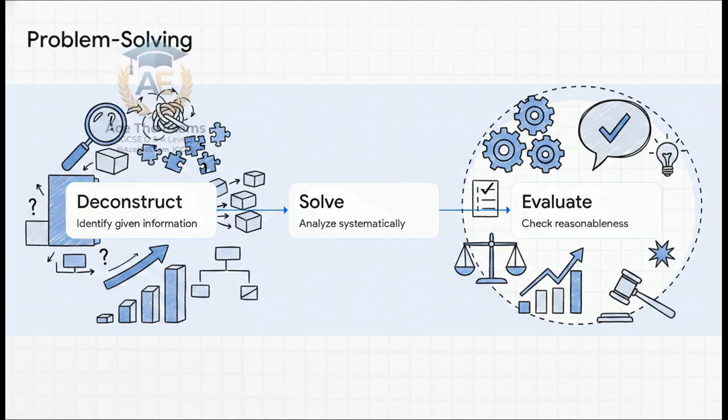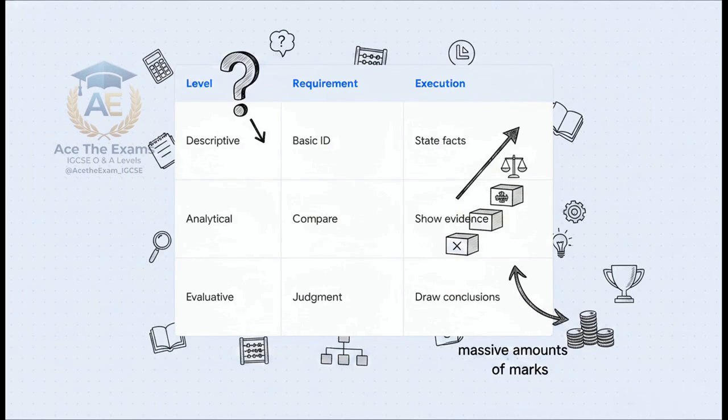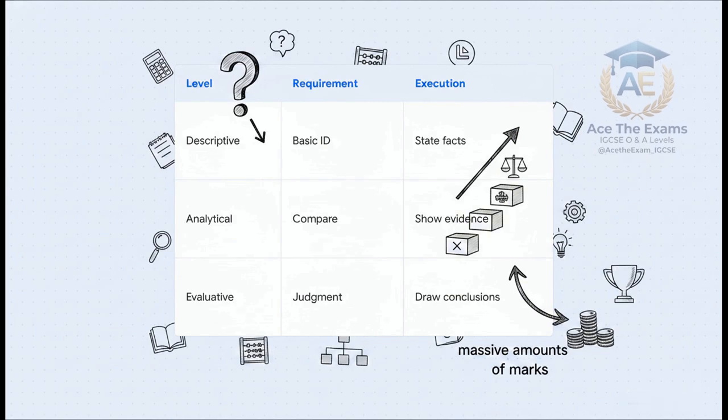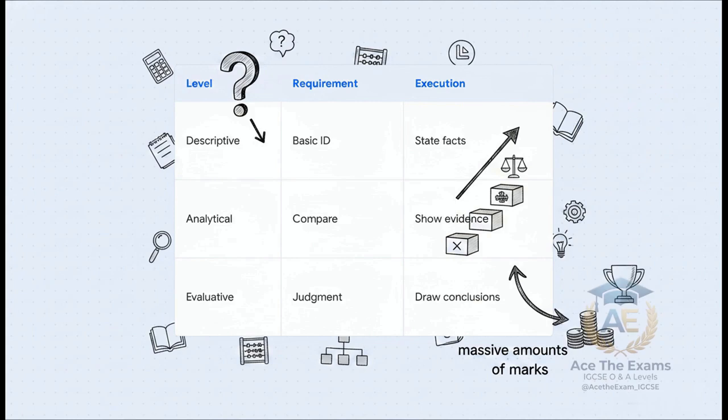If your control account reveals massive irrecoverable debts, your evaluation must explicitly judge the effectiveness of the company's credit control policies. You can't just state the number, you have to judge what that number means for the survival of the business. When we look at how this builds into the actual assessment objectives, your AO1, AO2, and AO3 marking criteria, it's incredibly clear that your written analysis must elevate from merely descriptive to fully evaluative.